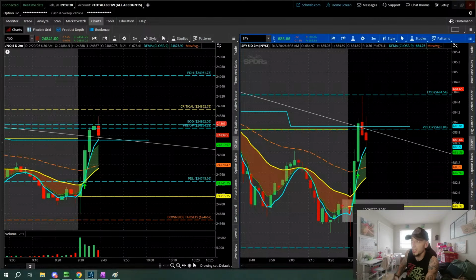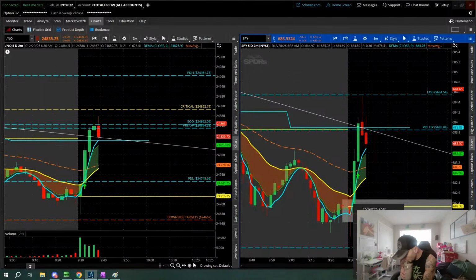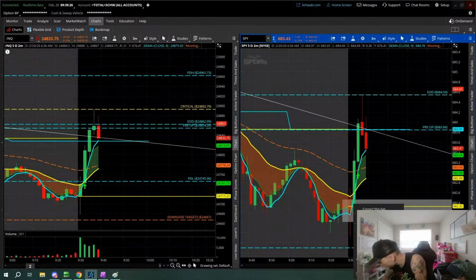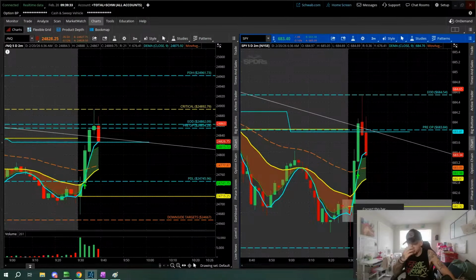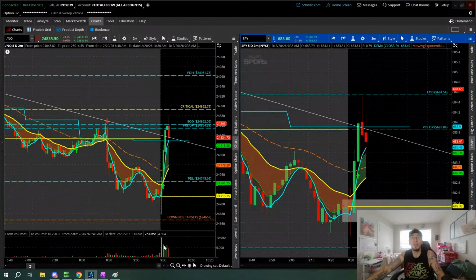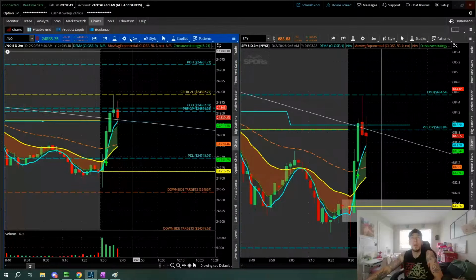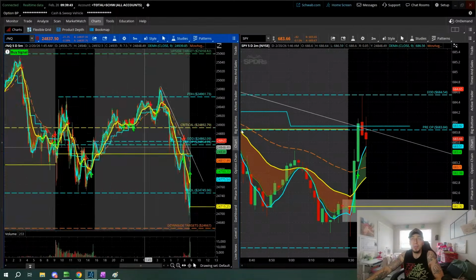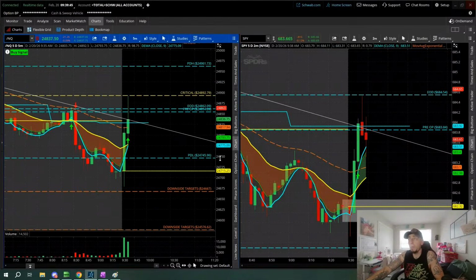Watch that trend. Watch ES. All right, let's get it. What we got? NQ coming into EOD. I'm gonna get off that 2-minute because I don't understand the 5-minute yet.